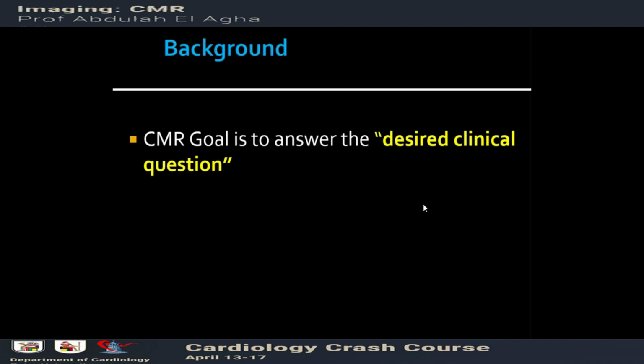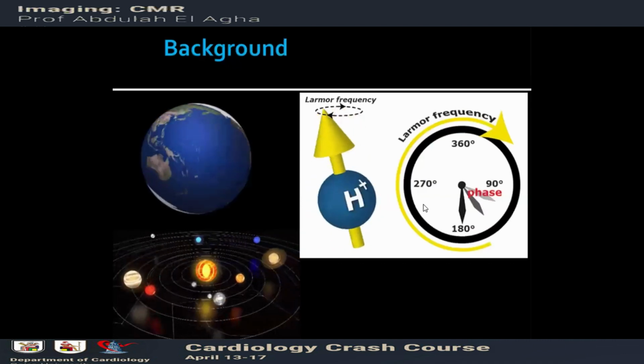What is the cause of LV systolic dysfunction? Is this a constrictive pericarditis or restrictive cardiomyopathy? What is the cause of dilated cardiomyopathy? Is it myocarditis? What is the nature of this cardiac mass I have seen in echo? There are many questions, but you have to be focused on the clinical question. Cardiac MRI is not done for research. We do it for a desired clinical question.